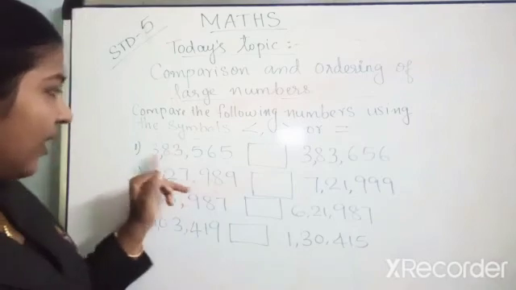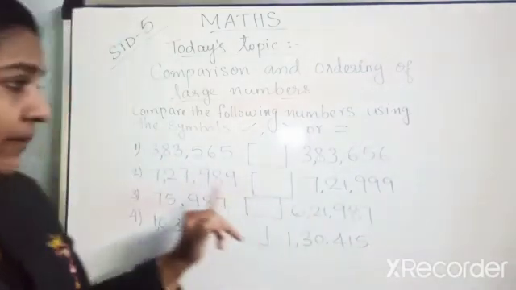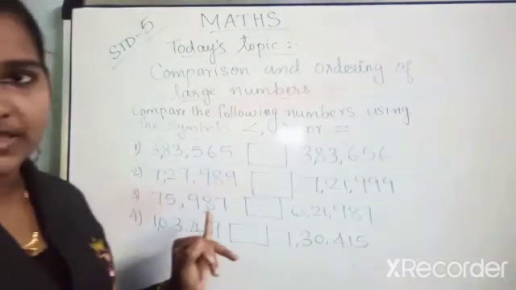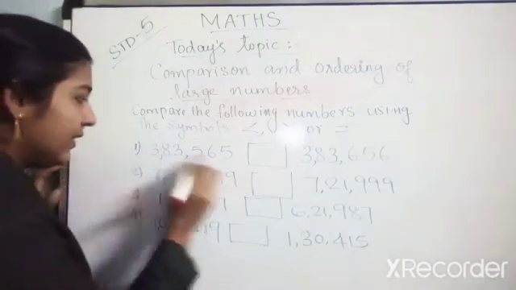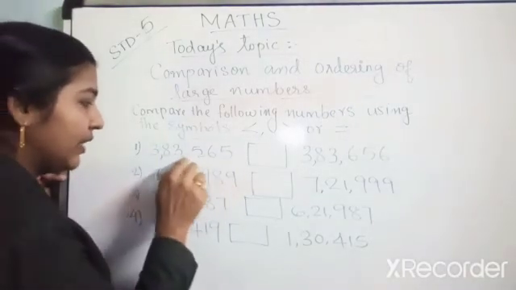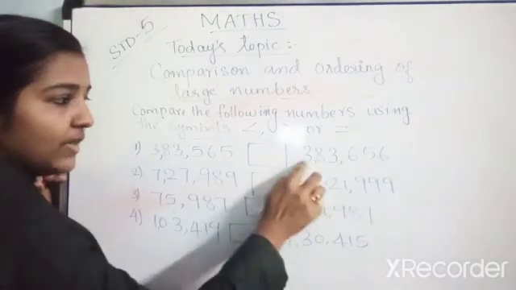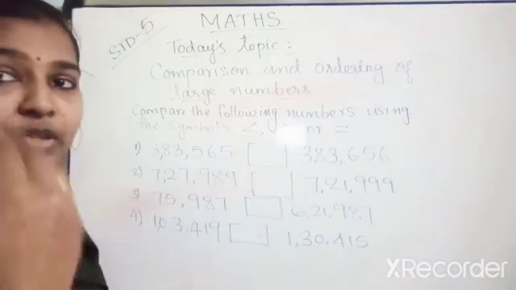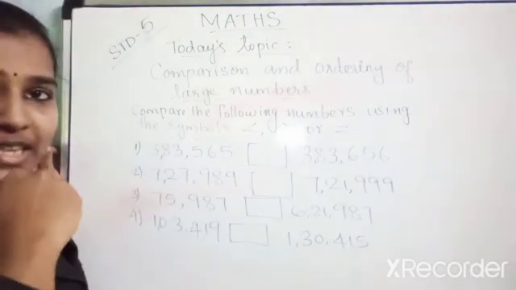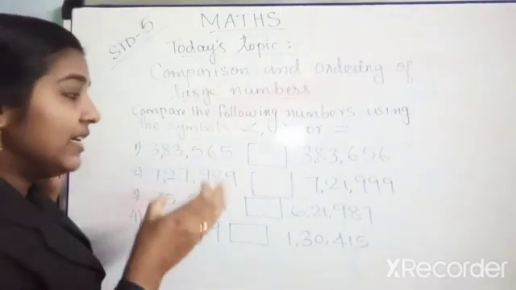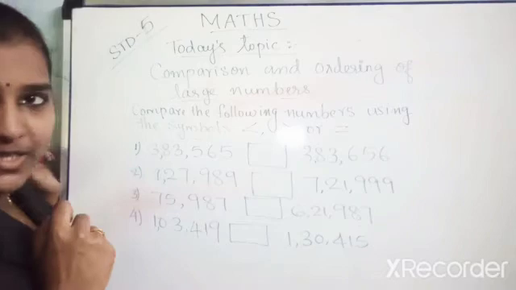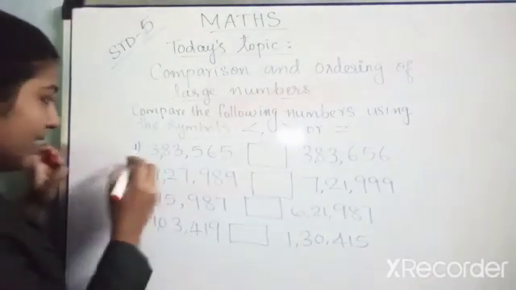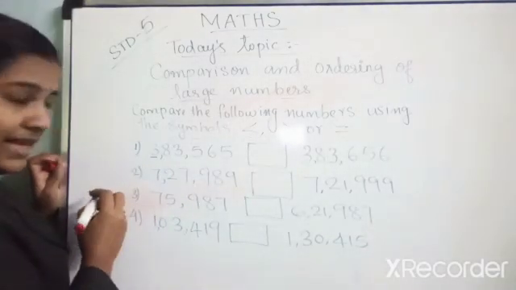Look, all these have 6 digits, isn't it? This one has 6 digits: 1, 2, 3, 4, 5, 6. And this one also has 6 digits. So we are moving to the second step. What is the second step? Look at the digits at the highest place. Here the highest place is 3, that is the lakhs place.